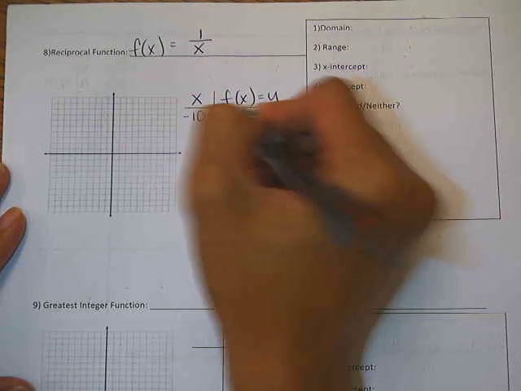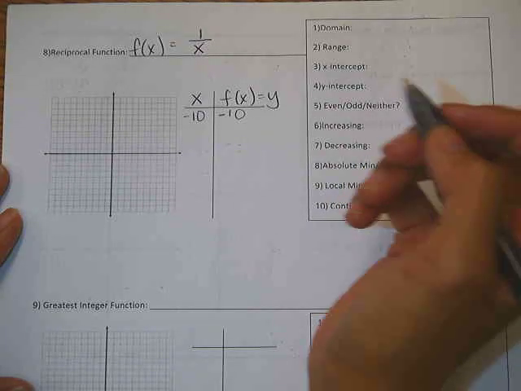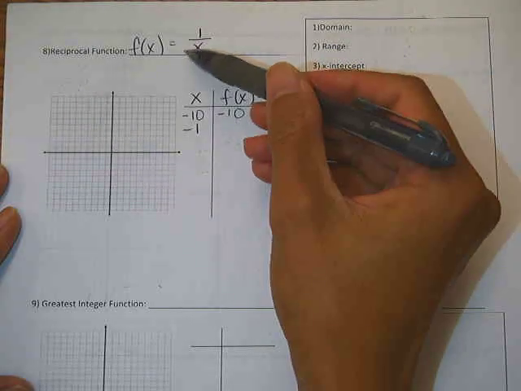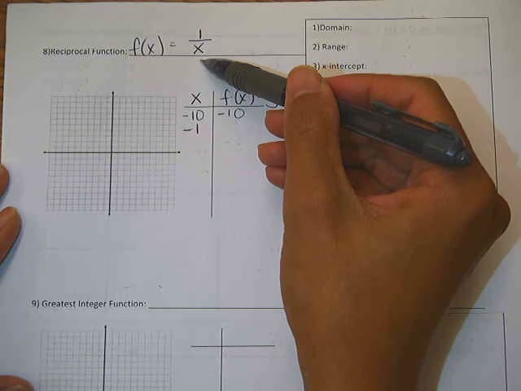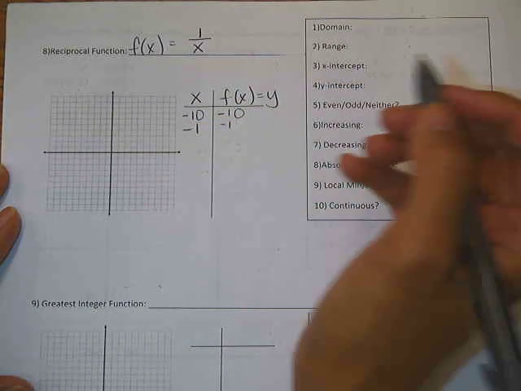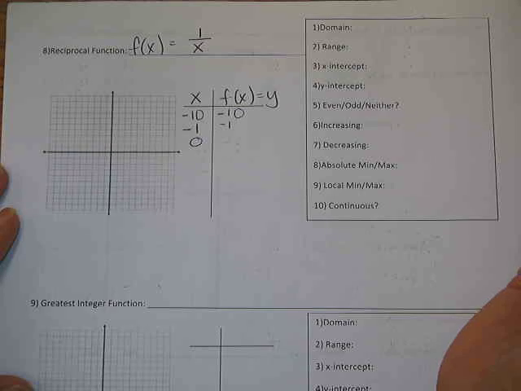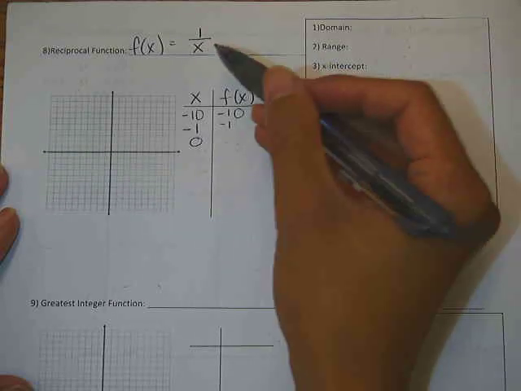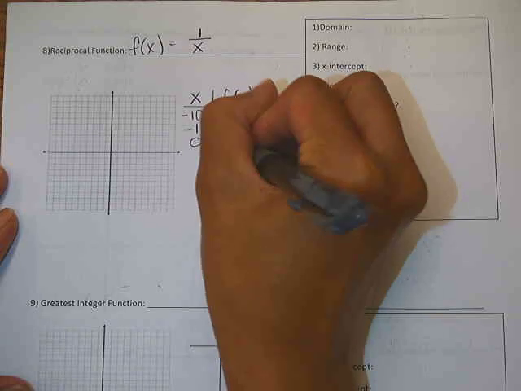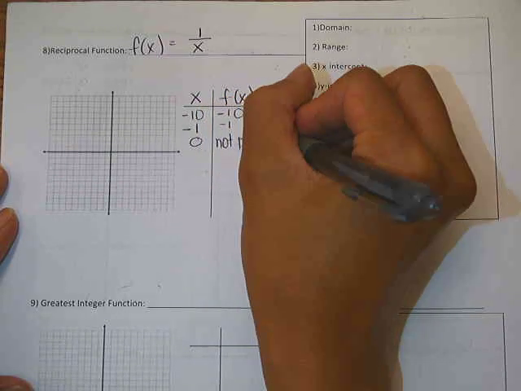Would you agree? Then how about we try negative 1. 1 divided by negative 1 is negative 1. Let's try 0. Whoa, what? 0 in the denominator? No way. Not possible. Would you agree? Not possible.